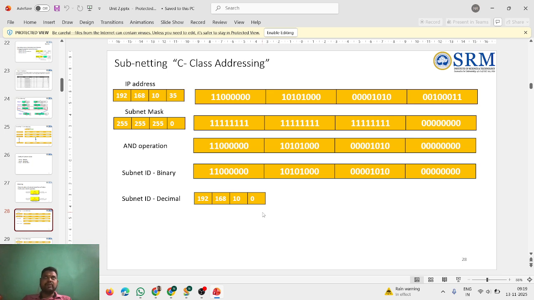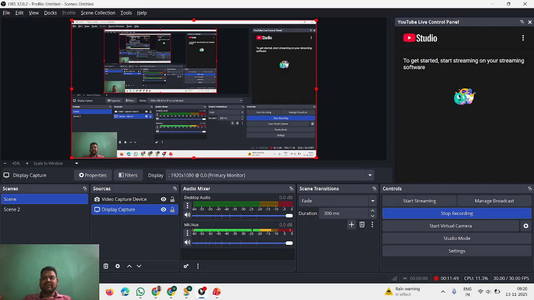Subnetting is very, very important because if you acquire an IP address without subnetting, most of the IP addresses would be wasted, or not properly utilized. So in order to utilize the IP addresses effectively, we need subnetting, right? We'll discuss subnetting in detail in the upcoming lectures. Thank you.